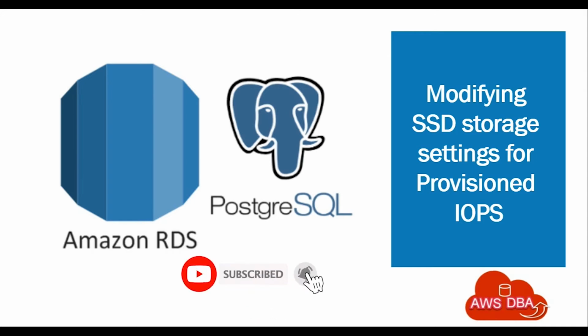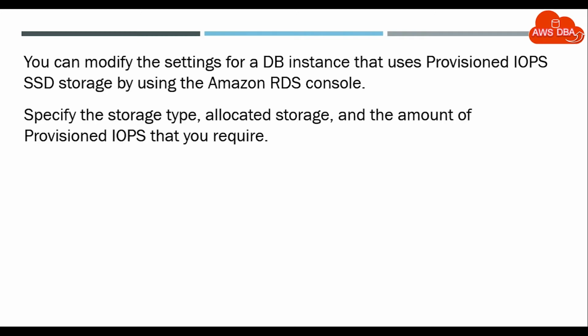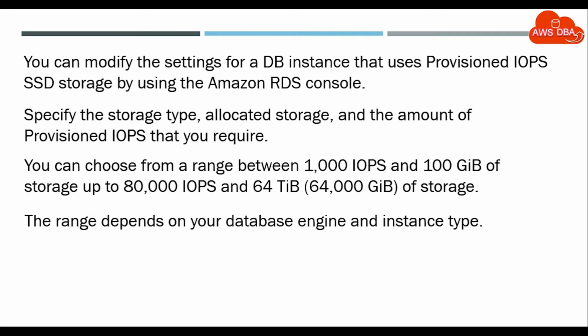In this session, we are going to see how we can modify SSD storage settings for Provisioned IOPS. You can modify the settings for a DB instance that uses Provisioned IOPS SSD storage by using the Amazon RDS console. Specify the storage type, allocated storage, and the amount of Provisioned IOPS that you require. You can choose from a range between 1000 IOPS and 100 GB of storage up to 80,000 IOPS and 64 terabytes of storage. The range depends on your database engine and instance type.